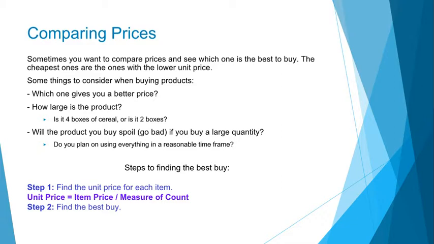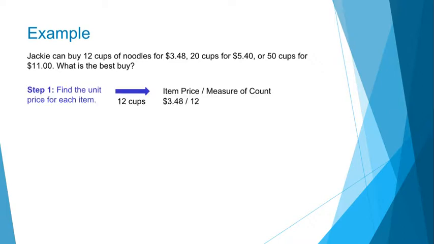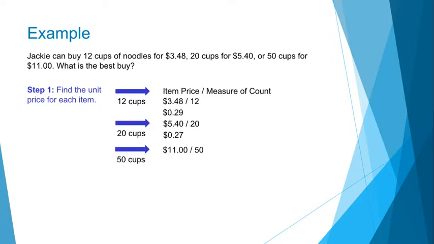Jackie can buy 12 cups of noodles for $3.48, 20 cups for $5.40, or 50 cups for $11. What is the best buy? Let's go ahead and do step 1. We want to find the unit price for each item. Let's start with the 12 cups of noodles that were sold for $3.48. We're going to take the $3.48 divided by 12, and we get 29 cents. Now let's do the 20 cups. They were sold for $5.40 divided by the 20 cups, so we get 27 cents. And lastly, the 50 cups, $11 divided by 50 cups gives us 22 cents. Now let's find the best buy. The one with the lowest unit price is 50 cups, making 50 cups for $11 the best buy.